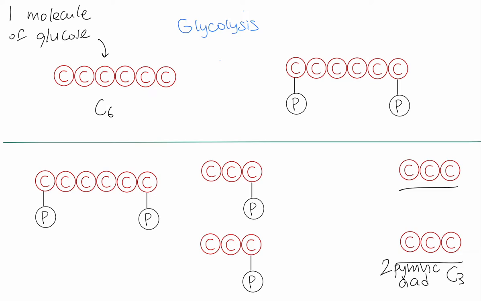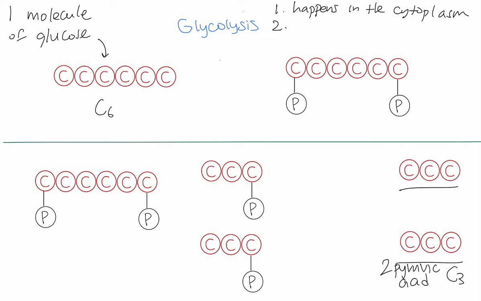Now, there are 3 characteristics of glycolysis that I want you guys to keep in mind. Number 1, it happens in the cytoplasm. All the other steps of cellular respiration are going to happen in the mitochondria, but not glycolysis. It happens in the cytoplasm.